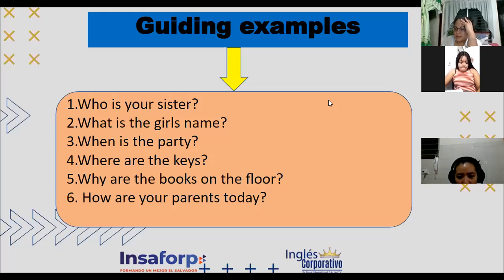How are your class? No sé cómo decir clases. Clases of English. Yo le quiero preguntar que cómo son las clases de inglés. How are your English classes? Ah, okay, yo lo tenía al revés. Y usted le contesta, my English classes are, y le dice, feas, terribles, bonitas.